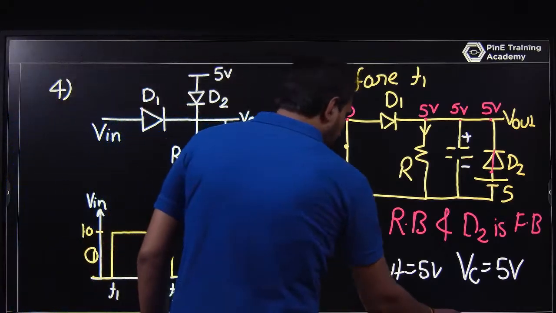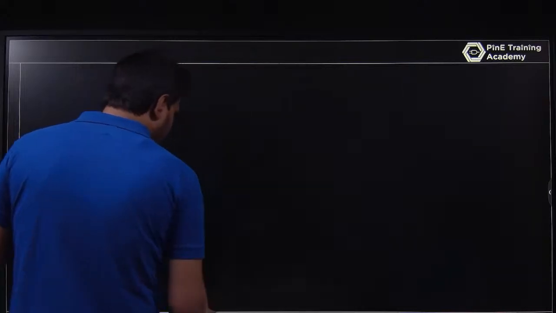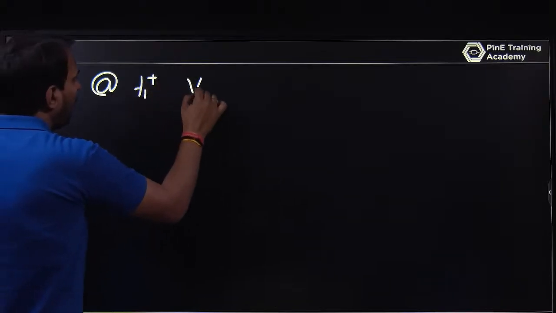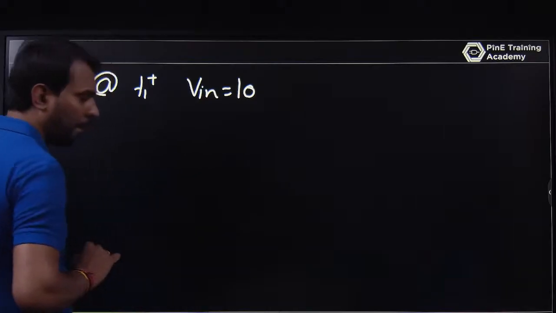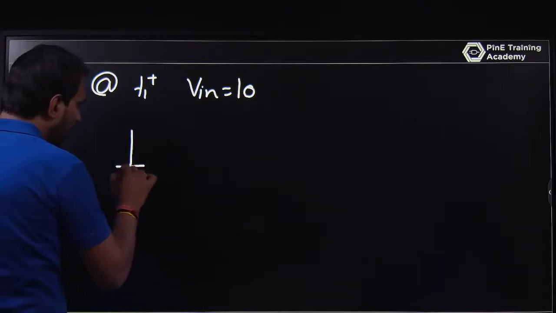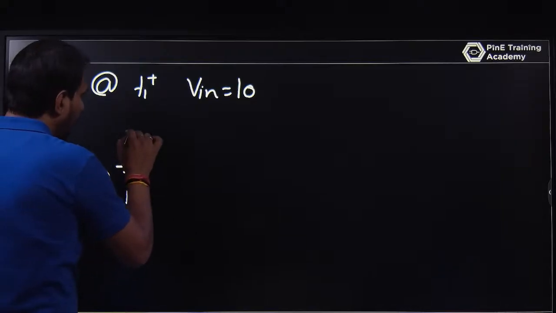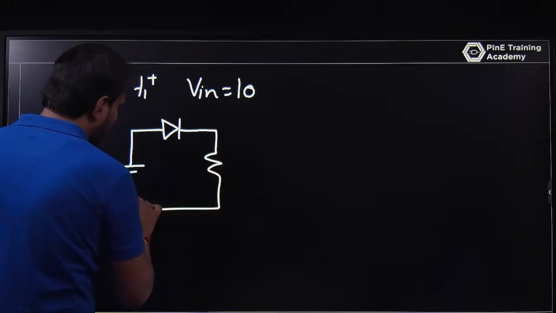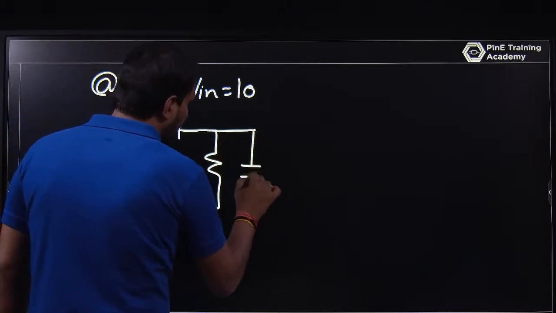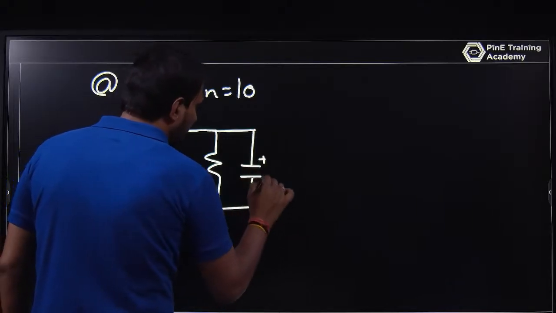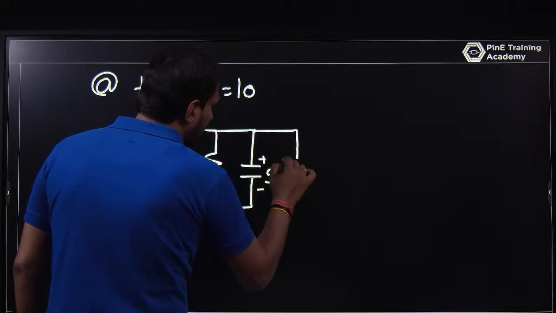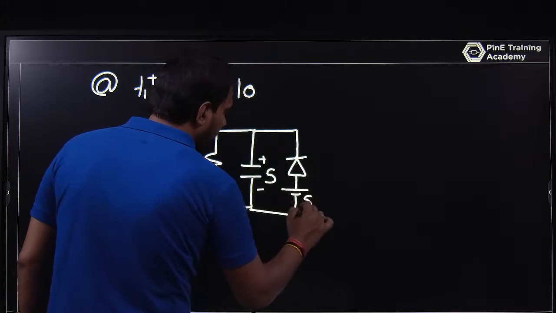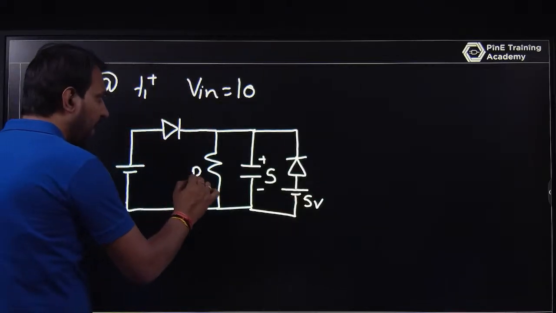Okay, let's talk about T1 plus. At T1 plus, what is happening? The input voltage becomes 10 volt. You have diode D1 and you have a resistance here. The capacitor is present here with the supply of 5 volt, and this is D2 here with the 5 volt DC supply. So this is the circuit at T1 plus.